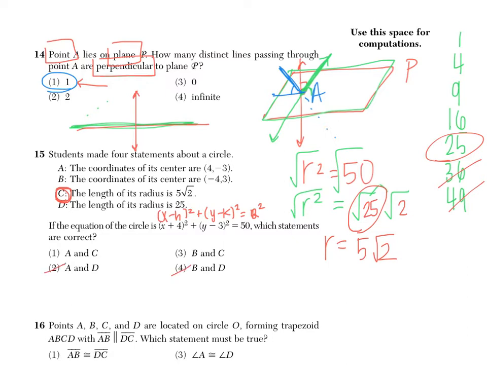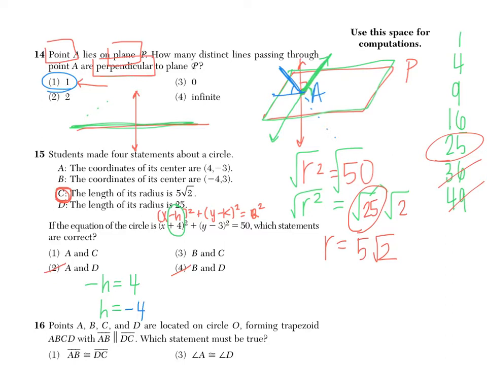which means that we can eliminate choice 4 and choice 2. Now, in order to find the center, what we need to do is think, okay, negative h is equal to positive 4. Negative h equals positive 4. So I want positive h. If negative h is positive 4, then positive h is negative 4.